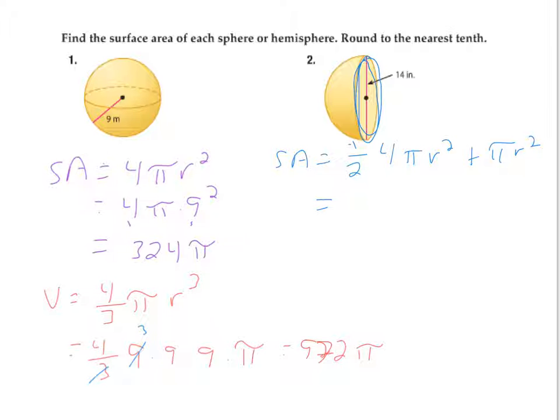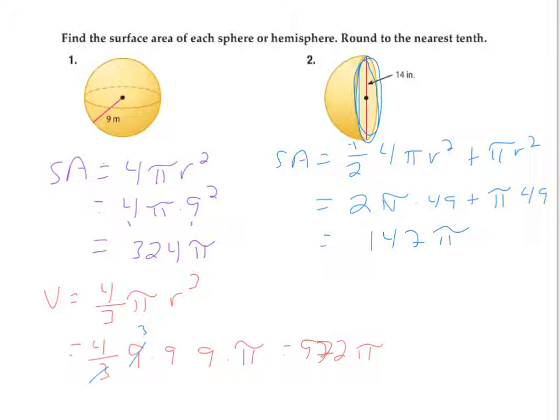So I have 1/2 times 4, which is 2, times pi, times 7 squared, which is 49, plus pi times 7 squared, which is 49. I have 2 times 49, which is 98 pi, plus 49 pi, or if you prefer, it's 49 times 3 pi. This whole thing is going to equal 147 pi. That was the surface area.